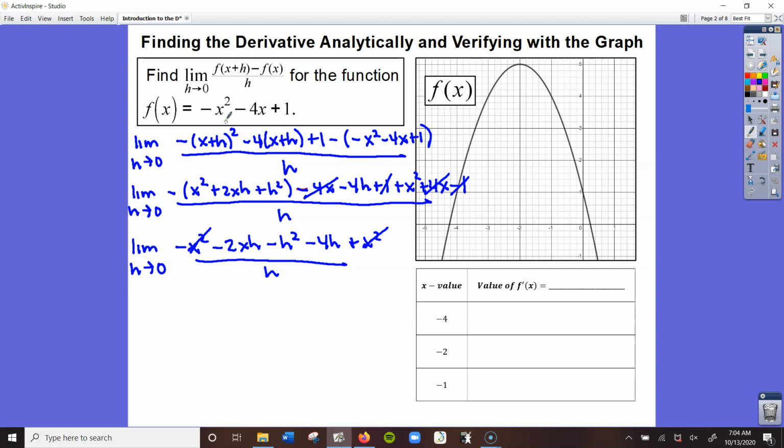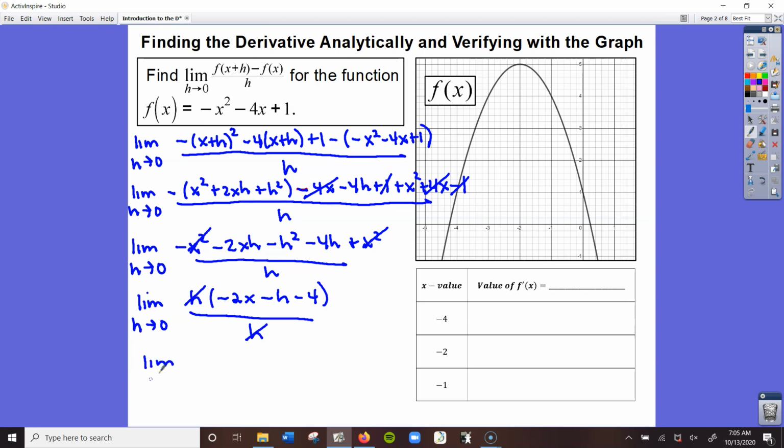Now, the whole point of these limits is that at some point you need to cancel out this h. Because if I were to just use the substitution method and plug in 0, I would get 0 in the denominator. So we need to find a way at some point to get rid of that h from the denominator. So what I can do now is factor out an h from the numerator so it can cancel from the denominator. If I factor out h, I get negative 2x minus h minus 4 all over h. And see, the h's cancel.